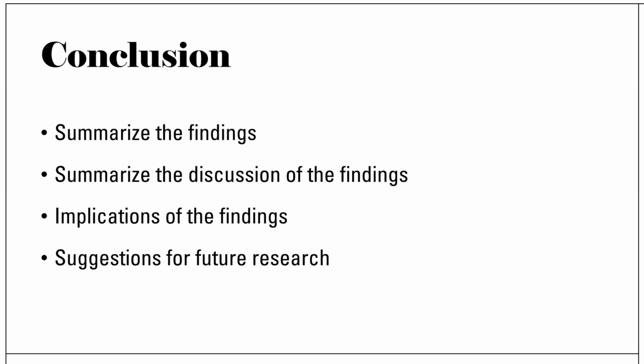Finally, of course, you should have the conclusion. And in the conclusion, you summarize the findings. You may summarize the discussion of the findings, and you may include implications of the findings. Implications here means how people can use the findings from your research to apply to their context. So maybe teachers can use your findings to be more effective in their teaching. And you may also include suggestions for future research. Those are the main parts of the research paper.